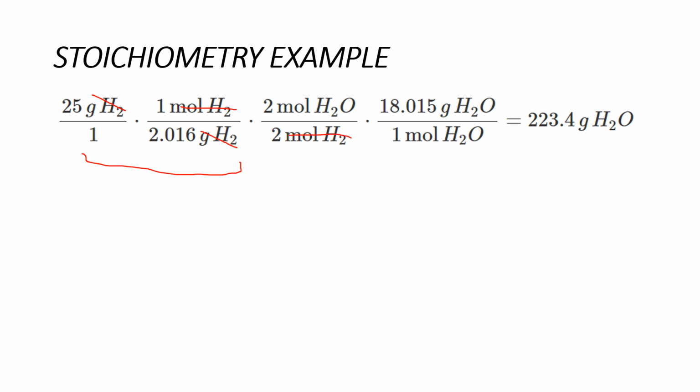Okay? Now we have how many moles of H2O we have, because we have established that, hey, we have this amount of H2, so we must have this amount of H2O by the mole ratio. But we still want to find the amount of grams. So finally, we're going to convert those moles to grams using our molar mass of H2O. And these cancel out, so all we have left is grams of H2O. And that gives you 223.4 grams of H2O.